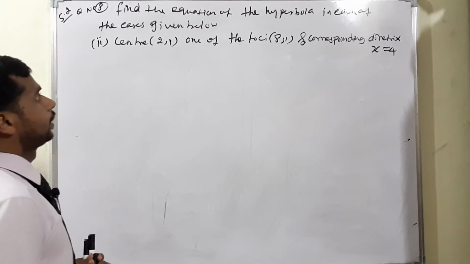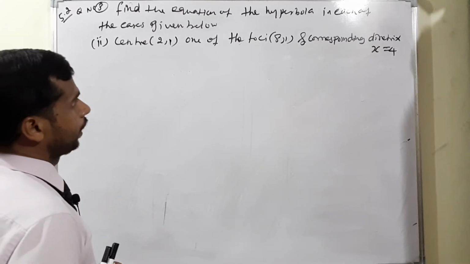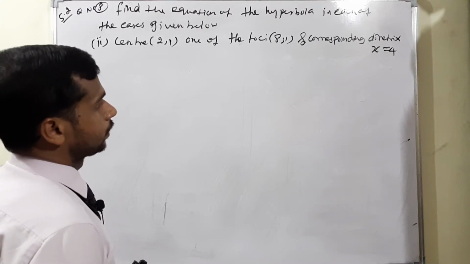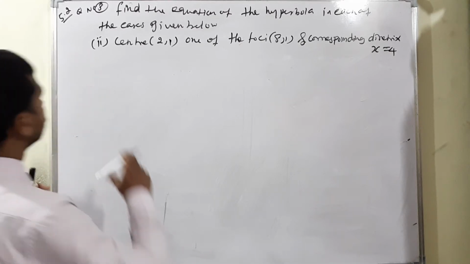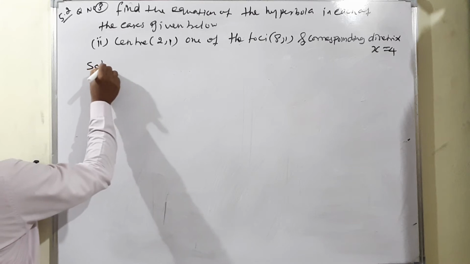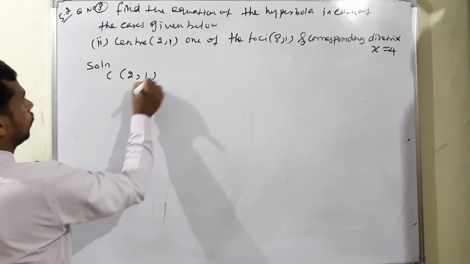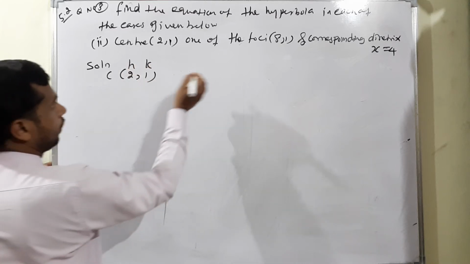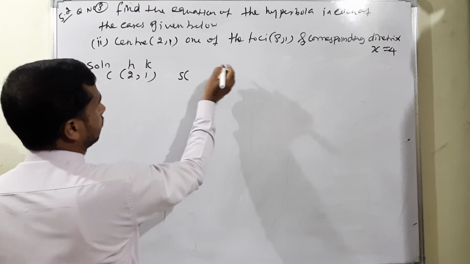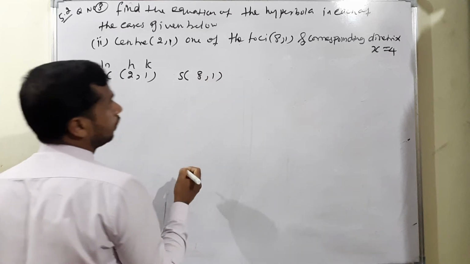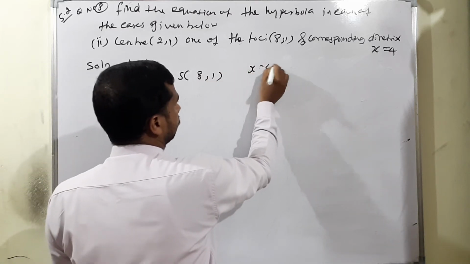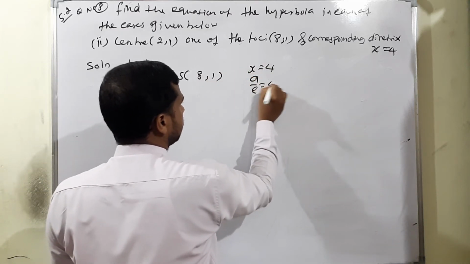Subdivision 2: center 2 comma 1, isn't it? One of the foci 8 comma 1 is there. Then the corresponding directrix is also there. So listen, the center is h comma k, isn't it? Center 2 comma 1, that is called h comma k. Then the focus S means 8 comma 1. Then the directrix x is equal to 4, means we can say a by e is equal to 4.